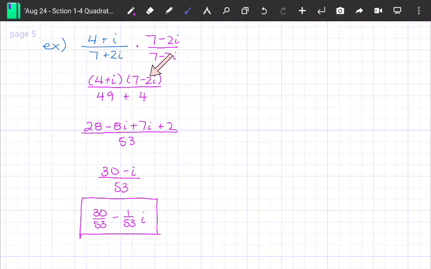I'm going to be foiling that out, but on the bottom, first times first is 49. Last times last would be negative 4i squared, but again the i squared is going to change the sign and make it positive 4. So then I got 53 on the bottom. So now let's work on the top. Distribute the 4, distribute the i, and again i times negative 2i would be negative 2i squared, but the i squared makes it positive 2. Combine like terms in the top, and then write it in standard form. And there's dividing.